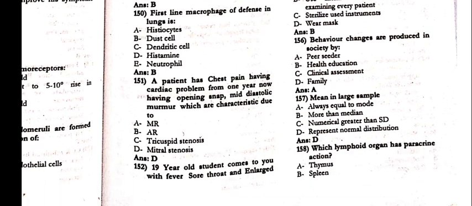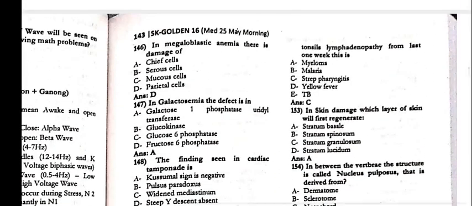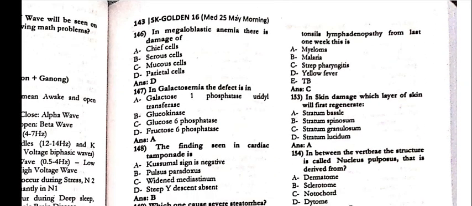A patient has chest pain, having a cardiac problem for 1 year now, with an opening snap and mid-diastolic murmur. That is definitely mitral stenosis. 152. The 19-year-old student comes to you with a fever, sore throat, and tonsillar lymphadenopathy from the last 1 week.